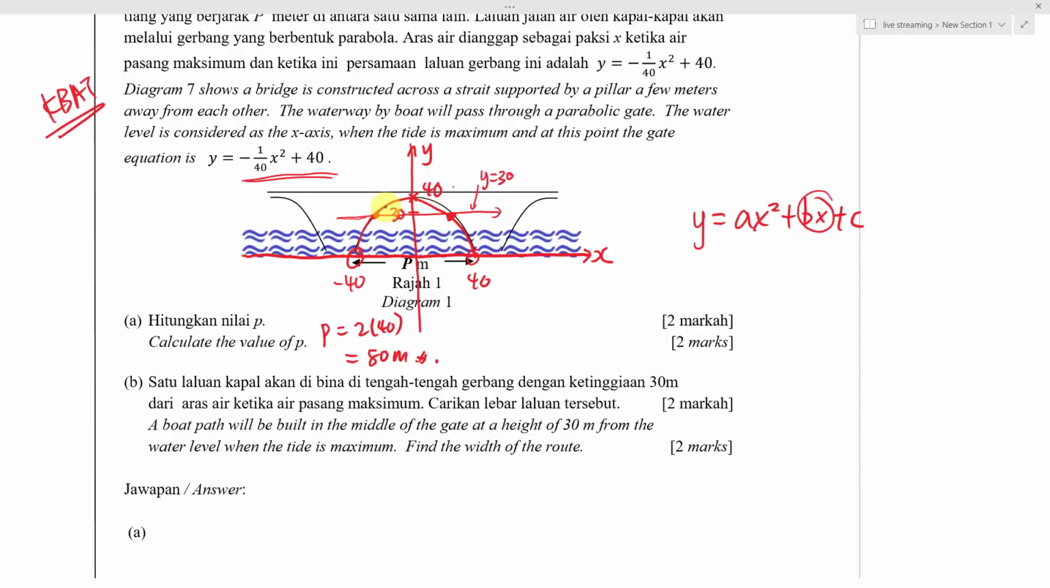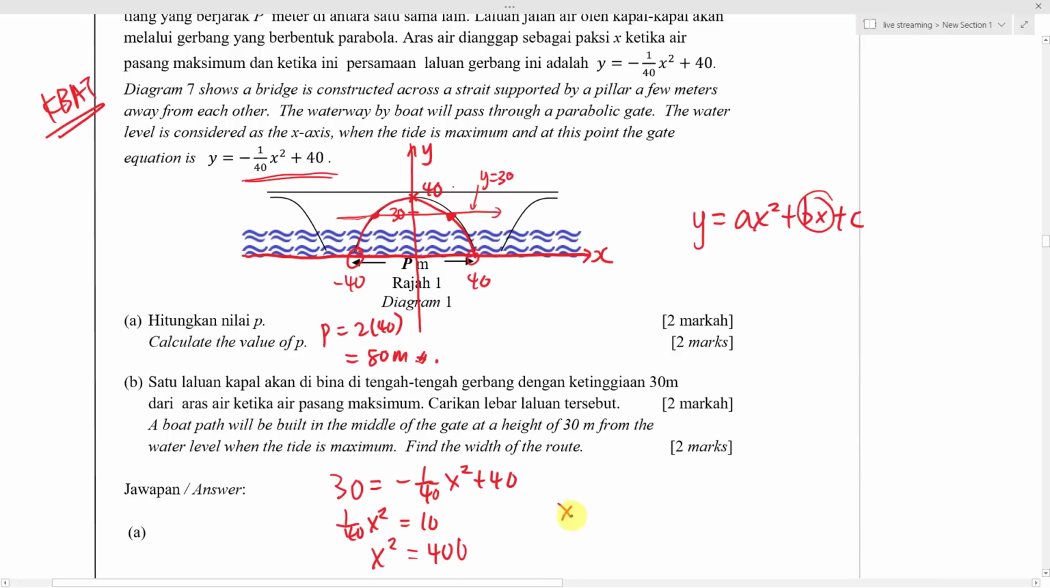So what I'm doing here is I just substitute 30 into my y equation. 30 equals negative 1 over 40 x squared plus 40. So 1 over 40 x squared equals 10. Then x squared equals 400, so x is positive or negative 20. The width shouldn't have a negative, right? Negative 20 to 20 is 40 meters, isn't it? So the width is 40 meters. This question I will not say is very easy, but it's not too hard either.